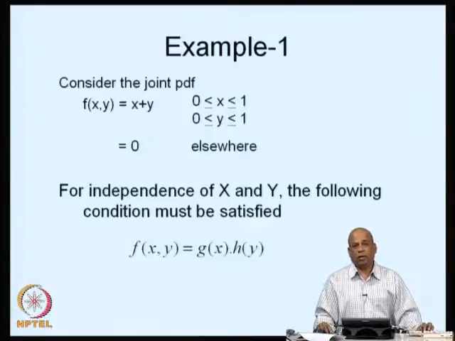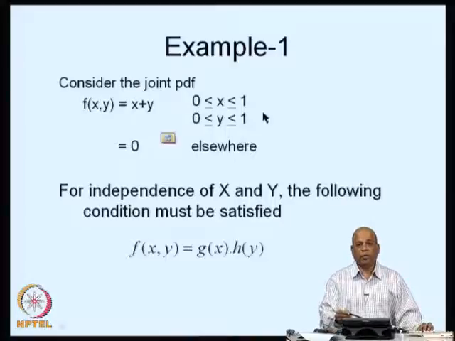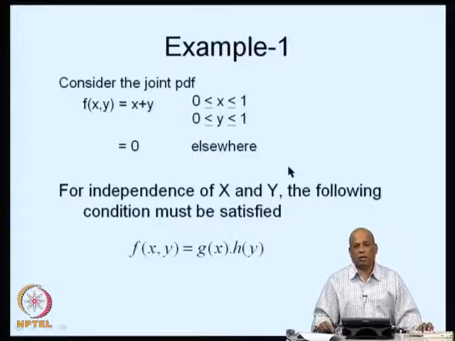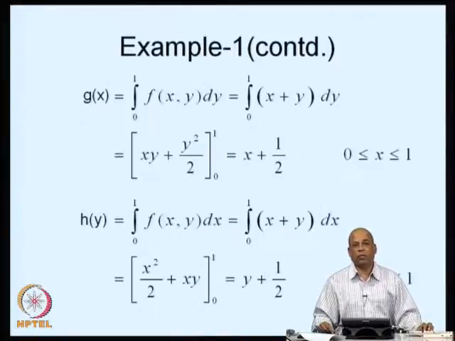Let us see an example. Let us say f of x y, that is a joint density function, is given by x plus y for these limits, x varying between 0 and 1 and y varying between 0 and 1. Now, for independence of x and y, we have seen that the condition that needs to be satisfied is f of x y must be equal to g of x into h of y. So, let us first determine g of x.